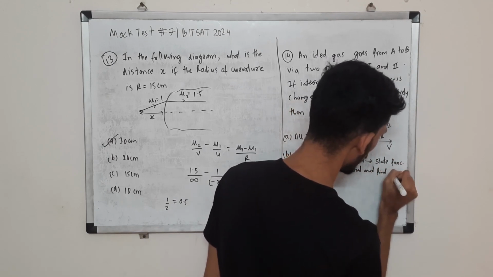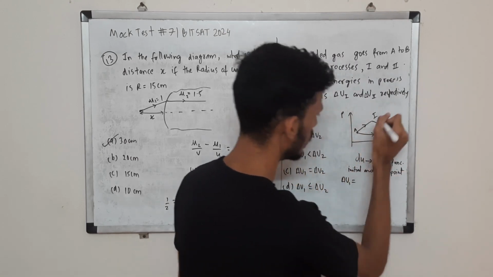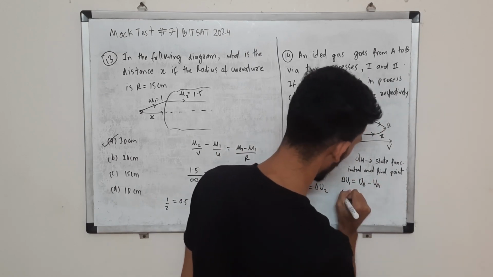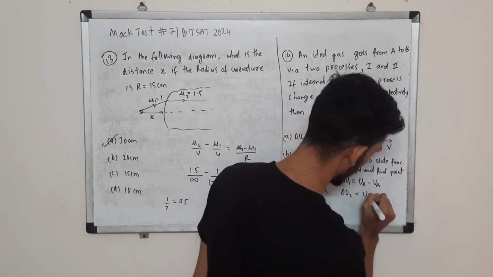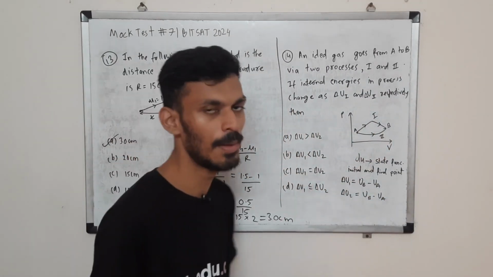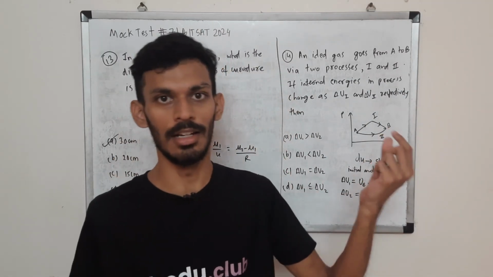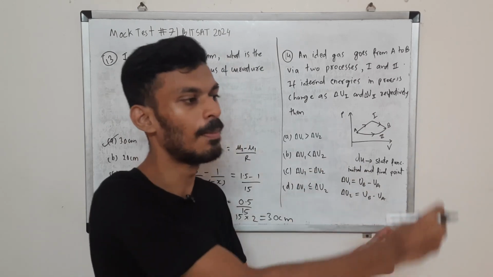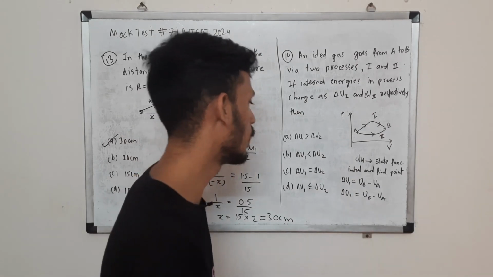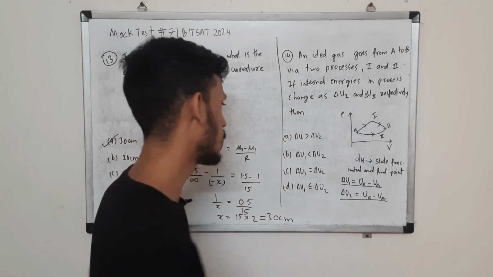So basically your delta U1 is the internal energy at the final point minus the internal energy at the initial point. Delta U2 is also the internal energy at the final point minus the internal energy at the initial point. So both of them are equal, because internal energy only depends on the initial and the final point. It does not depend on the path along which you take the process. So both are equal because internal energy is a state function. That was the concept over here.